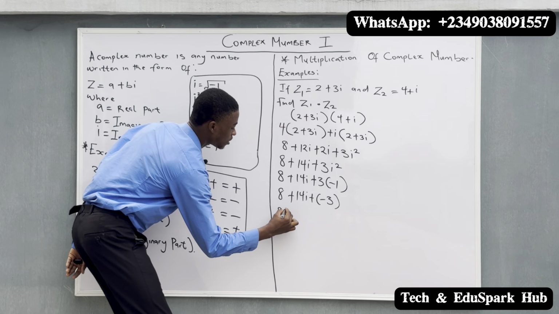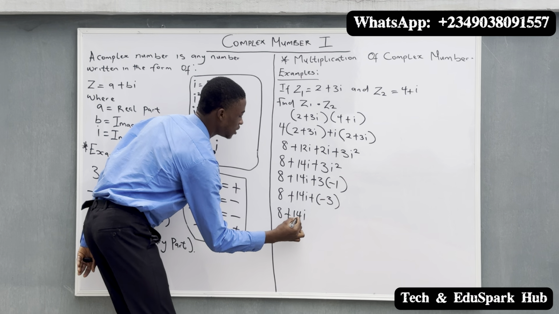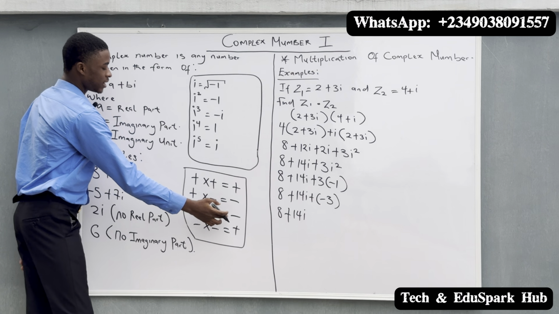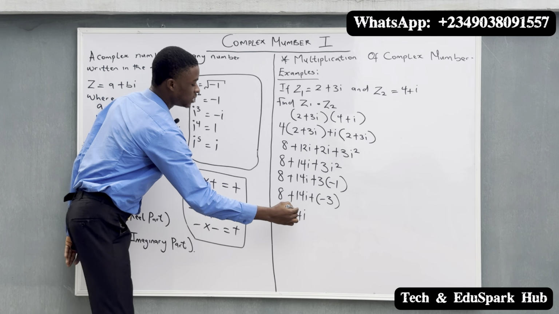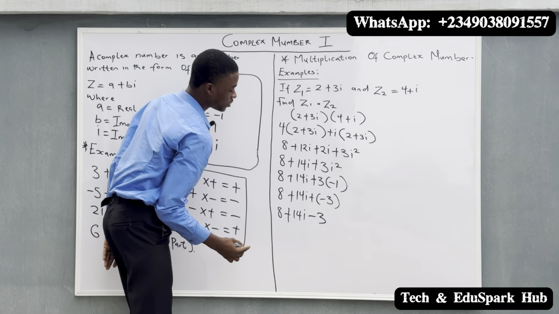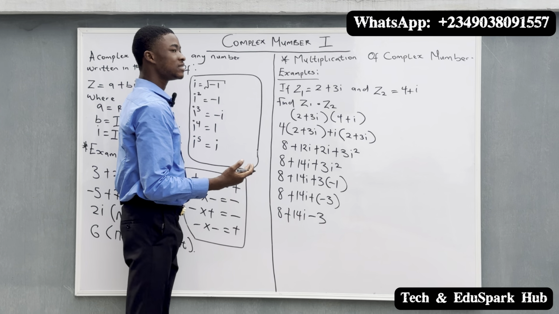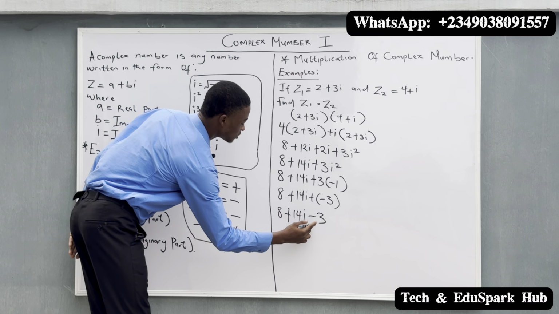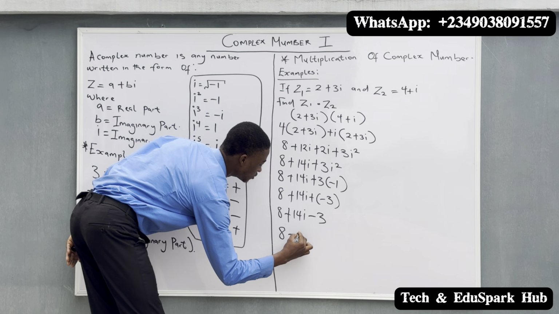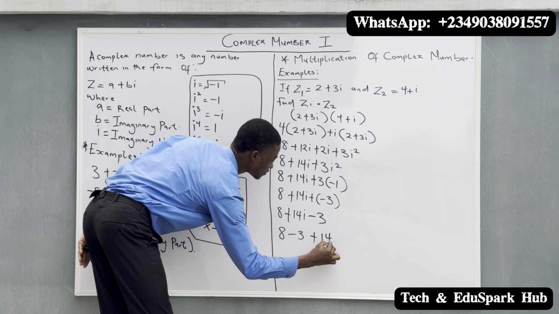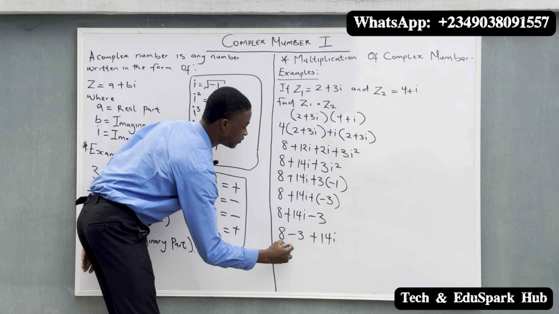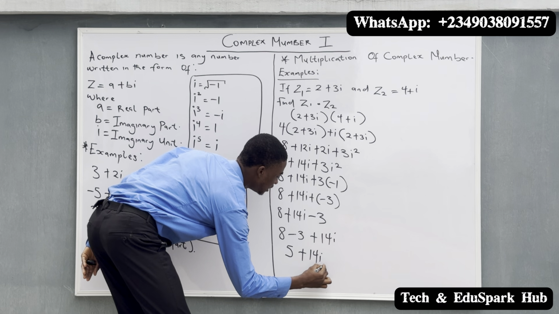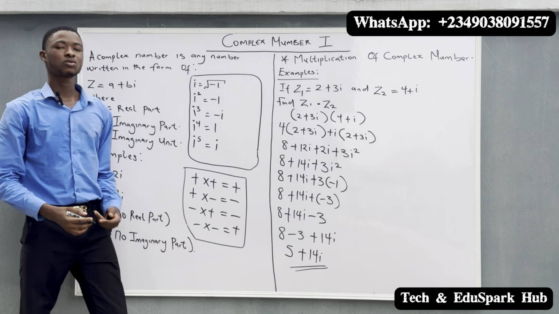So we have 8 plus 14I. So plus multiplied by minus will give us what? We said anything having an alternate sign will give us minus. So we have plus multiplied by minus 3 to be equal to minus 3. So in this case, we can still collect the like terms, because imaginary we only add to imaginary and real we add to real. So 8 minus 3 plus 14I. In this case, 8 minus 3 will give us 5. We can have 5 plus 14I. And this will be given as our final answer to a question of this type.